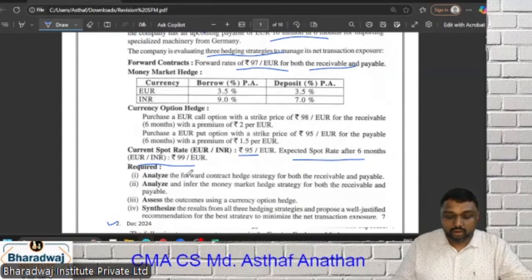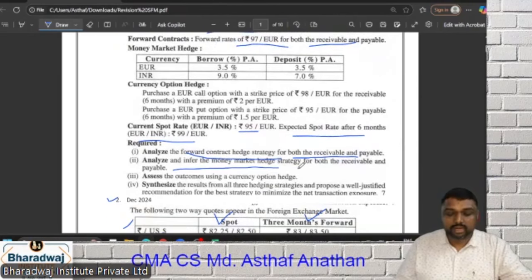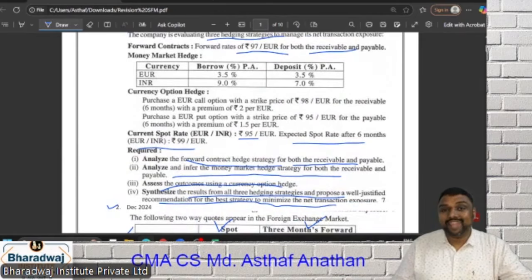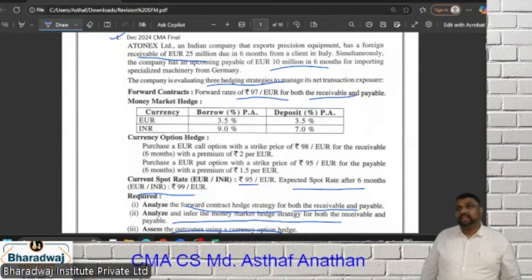Analyze the forward contract hedge strategy for both receivable and payable. Then analyze the money market strategy for both receivable and payable. Assess the outcome using the currency option hedge. Compare the results from all 3 hedging strategies and recommend the best strategy to minimize the net exposure. So the main point is forward for both receivable and payable. You have to do it for receivable and for payable. Finally, they are asking only for net. So shall we start?